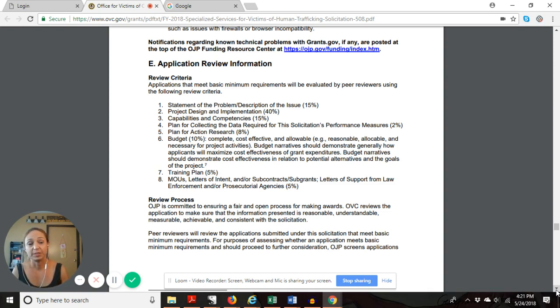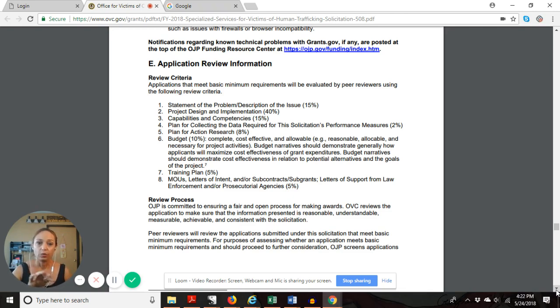Project design and implementation is 40%. So that's where a lot of points are going to come from, or be deducted from. So you want to make sure that is a really good section. Capabilities, 15%. Plan for collecting data, 2%. Plan for action research, 8%. Budget, 10%. Training plan, 5%. And MOUs, 5%. So that's where you get your points from.